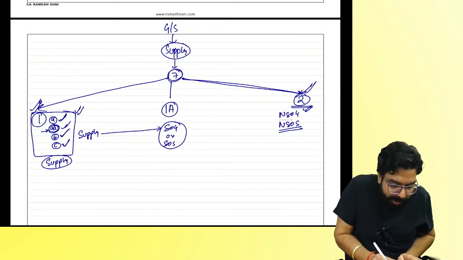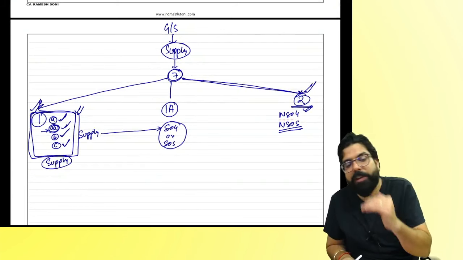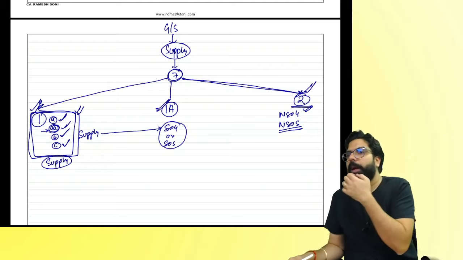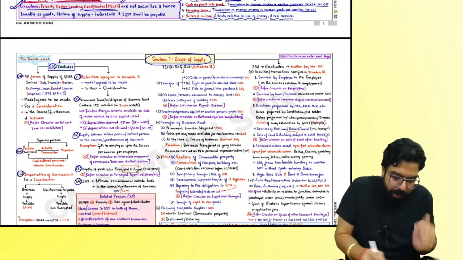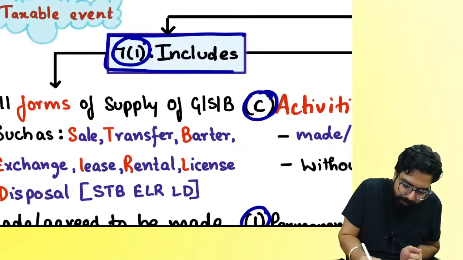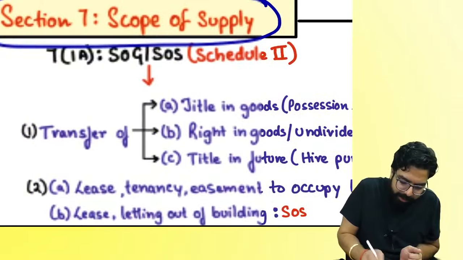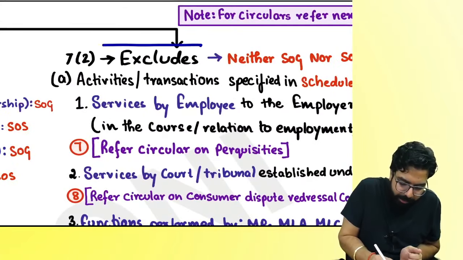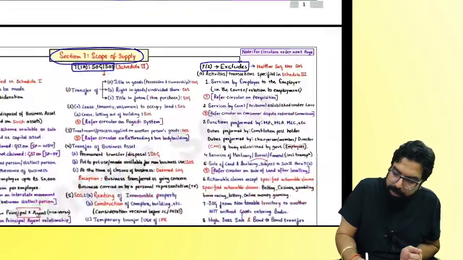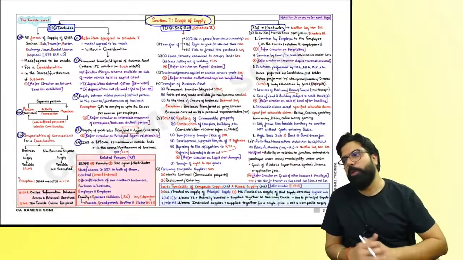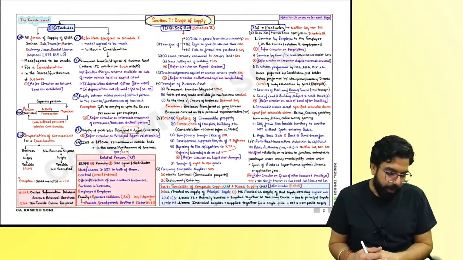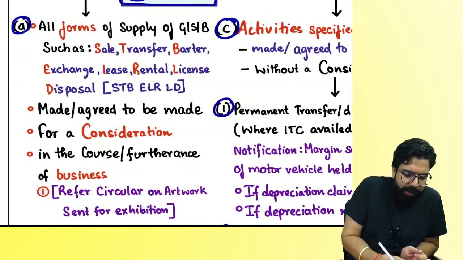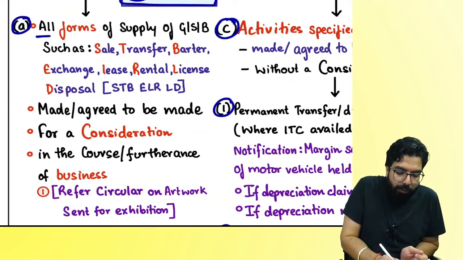And once it is in 7.1, whether it will be supply of goods or supply of service will be told by 7.1A. Are we clear, everyone? The same thing I have written here: section number 7.1, section number 7.1A and section number 7.2. Are we clear till here, everyone? Can we go ahead? Now, whenever I say section number 7.1A, it says all forms.